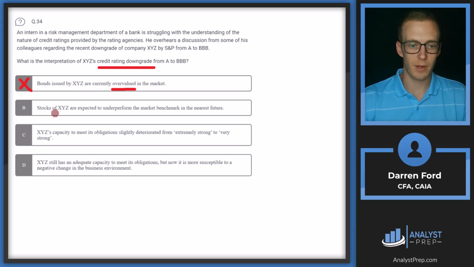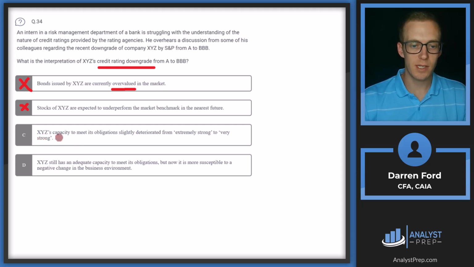It doesn't imply overvaluation. B, stocks of XYZ are expected to underperform the market benchmark in the nearest future. We can rule that out too. Credit rating has no kind of implications for equity performance. It could lead to greater performance if they're using more debt to run their operations, then they're levering up. They may be making themselves higher beta and perform better in the future. Who knows?